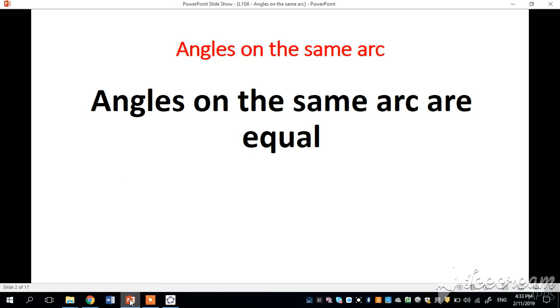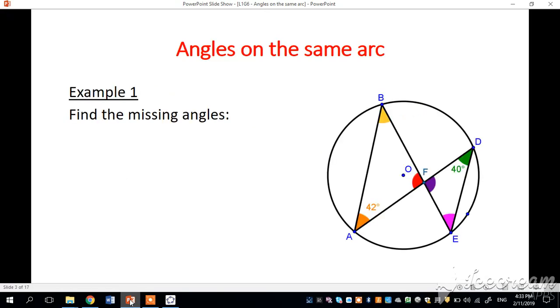Right, let's show you an example and see if you can get your head around it. Example 1, find all the missing angles. So we have a circle here, the center is point O. We have a start point A, a chord up to B, another chord down to E, another chord that starts at A and goes up to D, and the second chord goes from D down to E. And F is where these chords intersect.